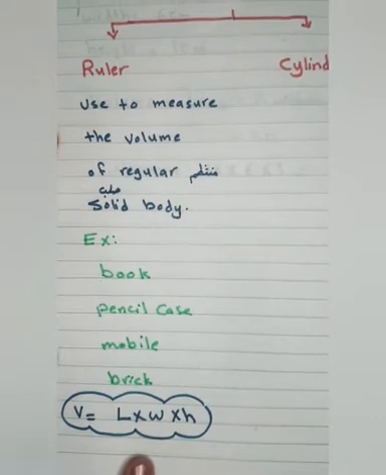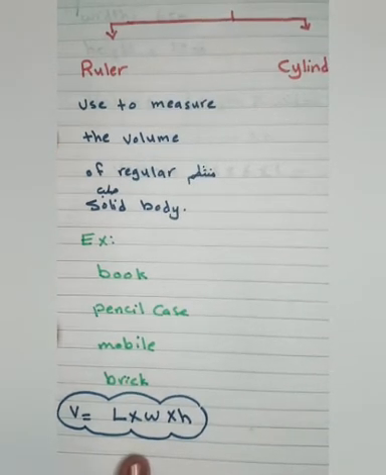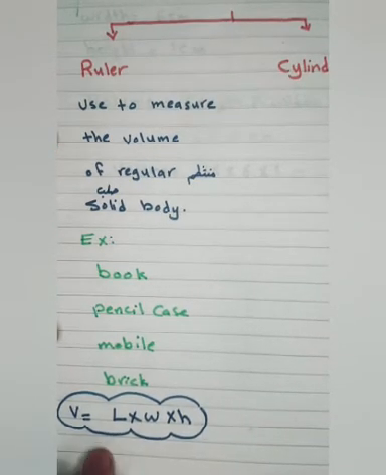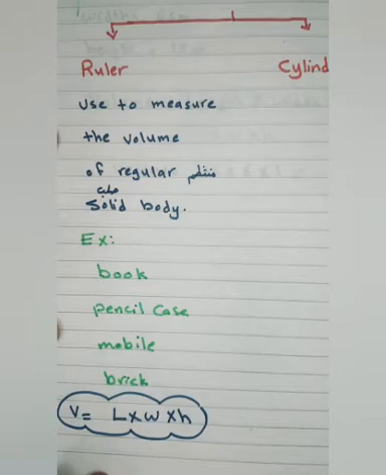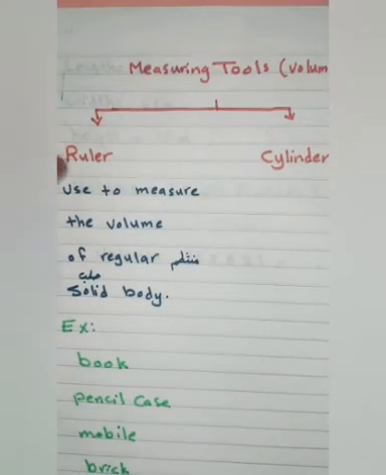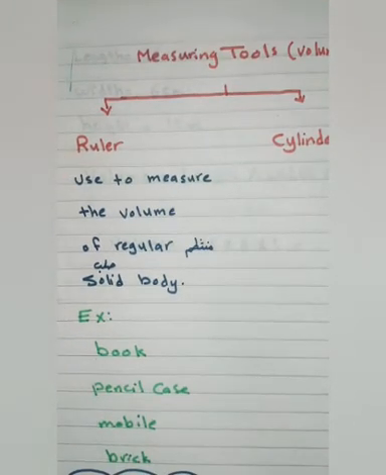يبقى ده أول قانون لازم نحفظه، اللي هو إزاي بنجيب الحجم أو الفوليوم بتاع الجسم الصلب المنتظم، أو how we can measure the volume of regular solid body. So in this case we use the ruler المسطرة or graduated ruler or measuring ruler.